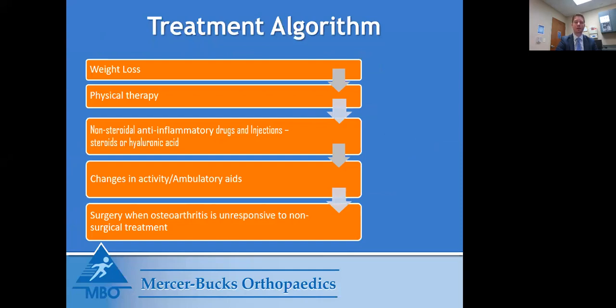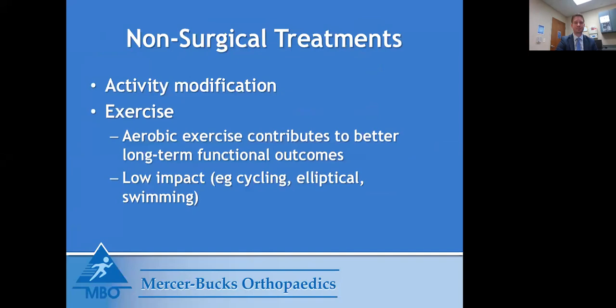So our treatment algorithm begins with very simple, non-invasive treatments and goes to more complex and invasive ones. We'll go through each of these things and what our goals are. We always start with non-surgical treatments. Patients that initially present with complaints of hip pain, after going through their exam, getting a brief history, and reviewing any appropriate imaging, we start to talk about things we can do to help mitigate some of these symptoms and make their life a little easier.